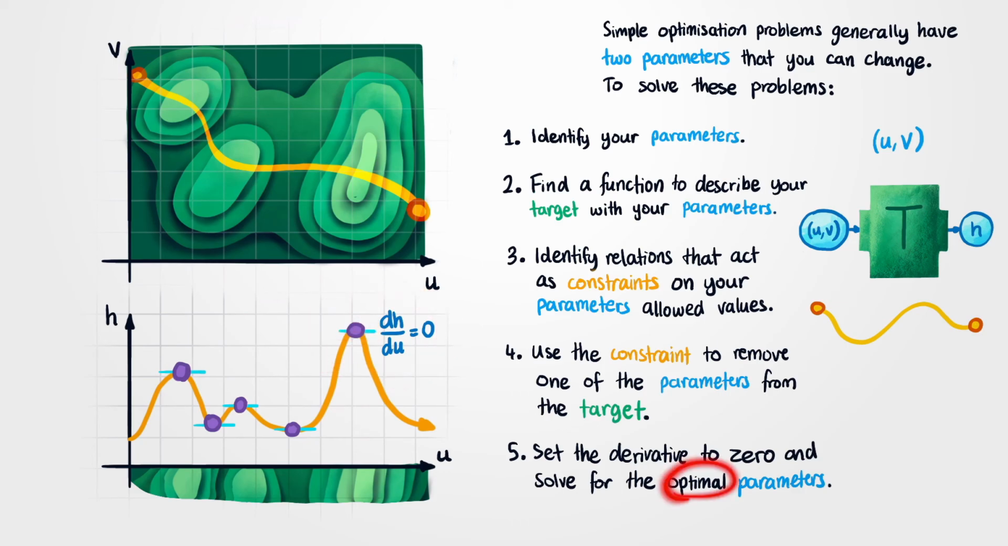Now, I've used the word optimal here because you don't just have to solve for the maximums, you can also solve for the minimums as well, if that's what you'd like. In fact, if your particular application requires you to find other things like inflection points, you can find those as well. Now, if you just follow these steps, you're going to be able to solve basically any simple optimization problem that we throw at you.